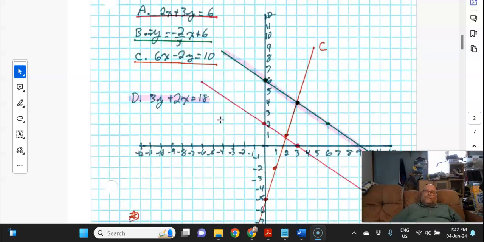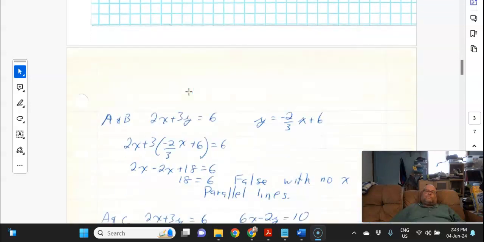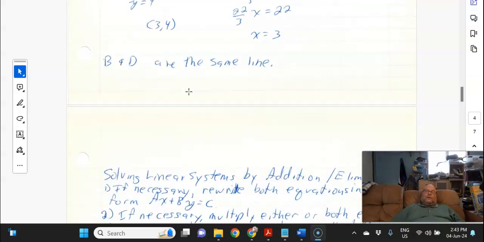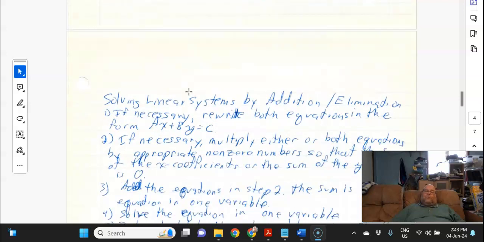B and D. If we solve B for y, we have 3y equals negative 2x plus 18. Divide through by 3, we get y equals negative 2/3 x plus 6, which reads the same as B. So we will look more at solving systems of linear equations in another video, which will be airing shortly.